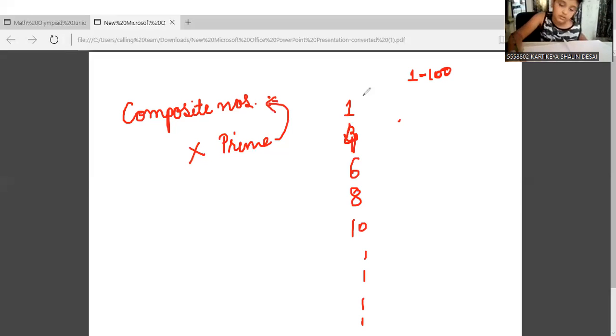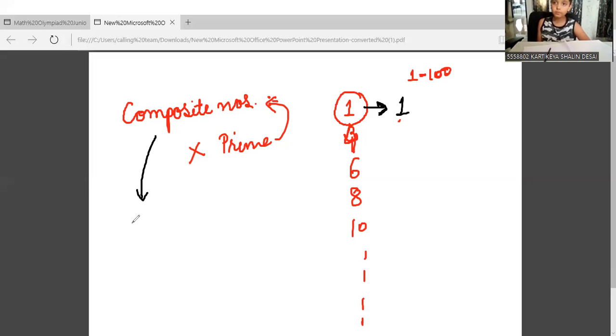Yes. But the problem is here with 1. Why so? Because 1 is what? How many factors are there of 1? 1, exactly. So what is the definition of composite number?